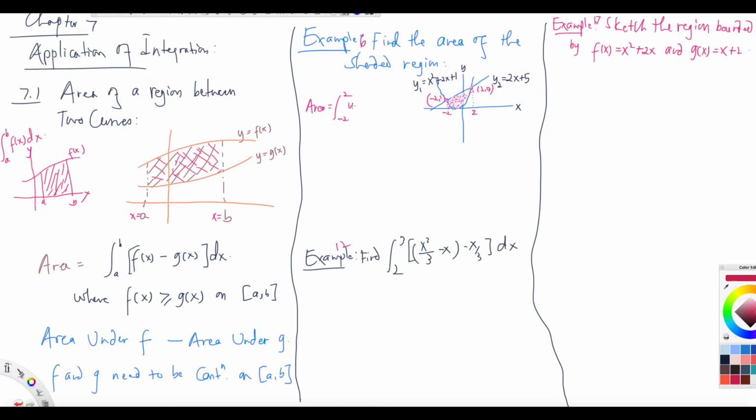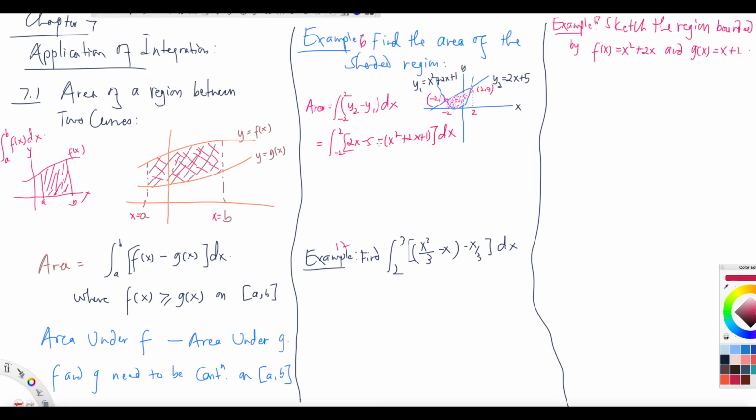So -2 to 2, y2 minus y1 and then dx. You see that? So if you do that, then -2 through 2, y2 is 2x minus 5, and then minus y1, which is x squared plus 2x plus 1. And then there is dx, right?